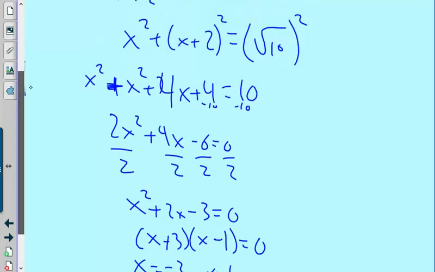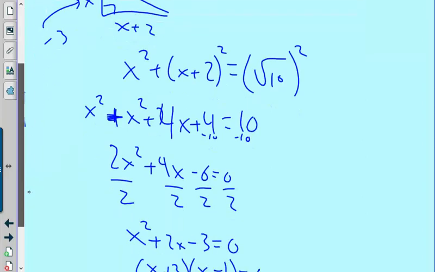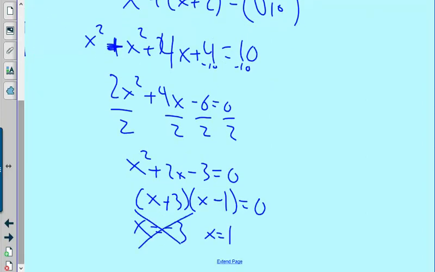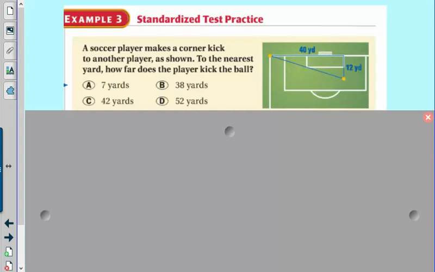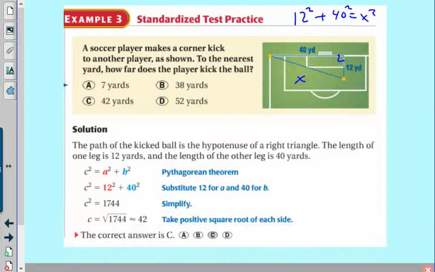But you'll notice when you plug in negative 3 for x here, that makes a negative side length, so we're just going to toss that answer out. We're going to go with x equals 1. These types of questions are very common. They're going to give you a word problem. They may or may not give you a picture, but you're going to have a right triangle, and you can just call that x and set this up using the Pythagorean theorem and then solve it. I'm not going to solve this because all these problems are pretty much the same. Here's your answer if you do want to look at that.